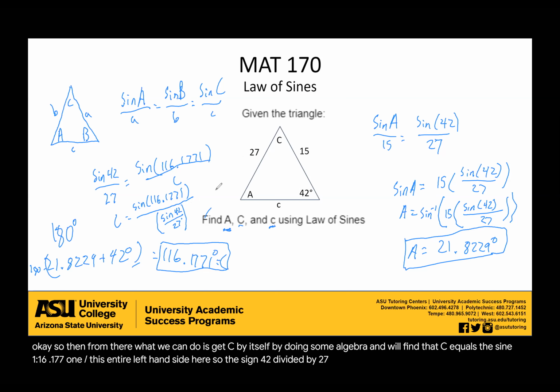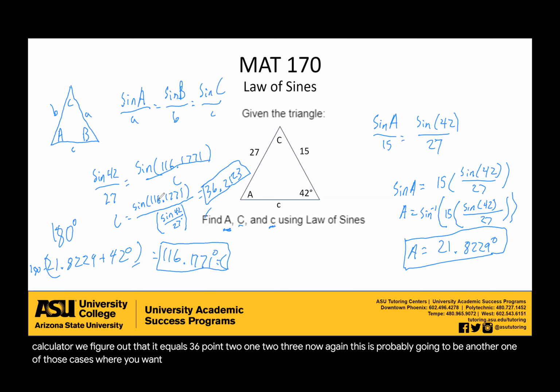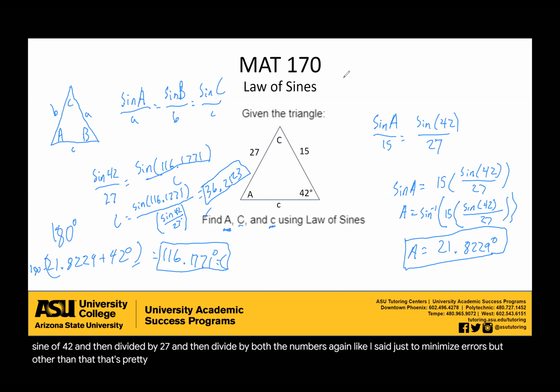Once we plug that into a calculator, we figure out that it equals 36.2123. Again, this is probably another case where you want to break this down. Solve for this sine first, then the sine of 42, then divide by 27, and then divide by both of the numbers. Again, just to minimize errors. But other than that, that's pretty much law of sines in a nutshell.